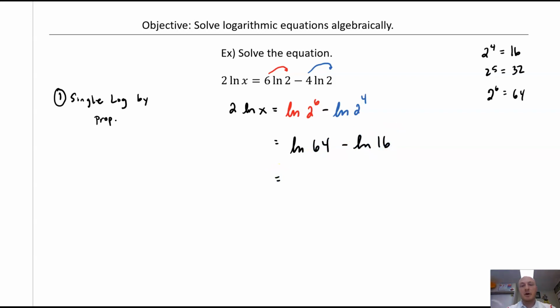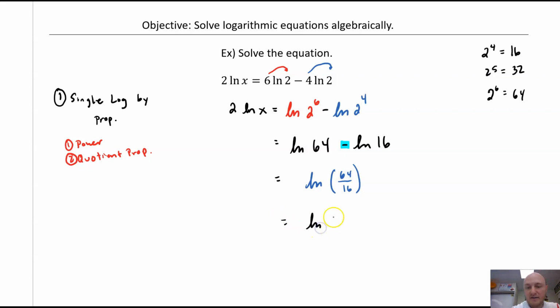And now I'm going to use the quotient property. I guess I should write these down. So you have your power property, and then secondly, we're going to use the quotient property. We did this first, we're doing this second. So I'm going to condense these into a single logarithm. So we have the natural log of 64 over 16. Okay? And I'll divide those, which gives us 4.